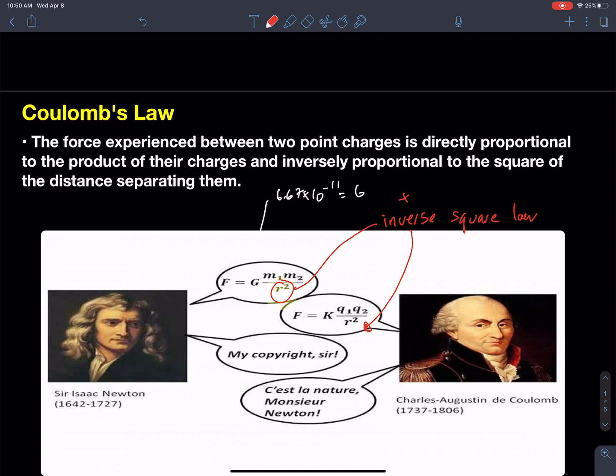Isaac Newton's is mass, and Coulomb's law is charge, okay? So with Coulomb's law, the force is directly proportional to the charge of the first object times the charge of the second object divided by the distance in meters squared. And k is Coulomb's constant, okay? So with Coulomb's constant, k is 8.99 times 10 to the 9.